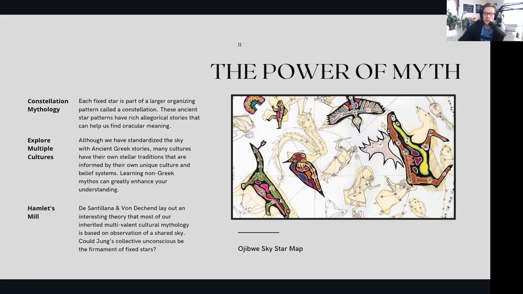Now, when we talk about stories, though, this is the real meat of fixed star work: how do we understand these celestial allegories? Each fixed star, it says, is part of a larger organizing pattern called the constellation. These ancient star patterns have rich allegorical stories that can help us find oracular meaning. Oracular meaning being this space where we are in communication with the divine. An oracle is something that is speaking to us.